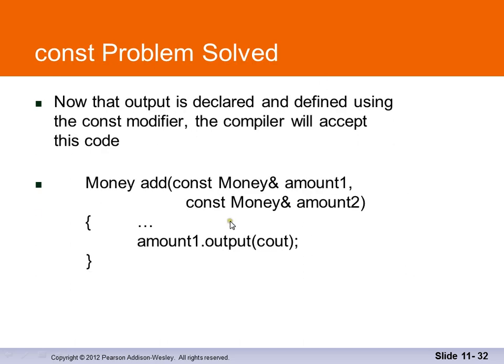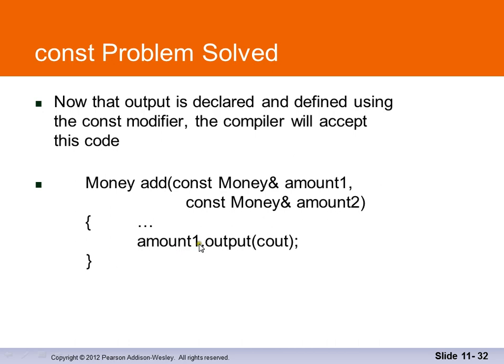Now let's go back to the same example again. We have a function called add, and we're passing it amount1 as a constant reference and amount2 as a constant reference as well. Now, if you have amount1.output, where's the calling object? Amount1 is the calling object, right? Is output allowed to modify allSense of amount1? Why not? It's being passed as a constant reference, so output should not be allowed to modify allSense of amount1. Right? This is the point.